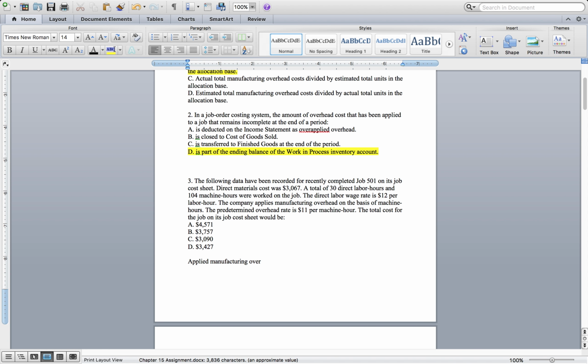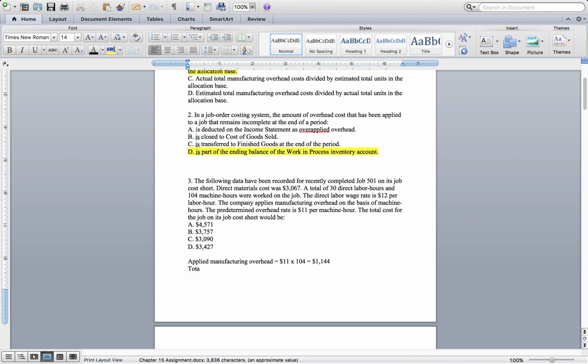manufacturing overhead. Okay, remember to get that, take your predetermined overhead rate, which is $11, and multiply by how many machine hours, which is 104 machine hours. So when you do that, that'll be $1,144 for applied manufacturing overhead.